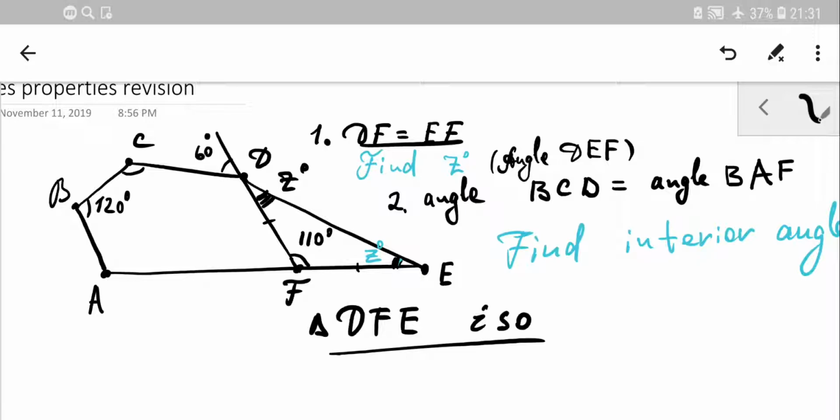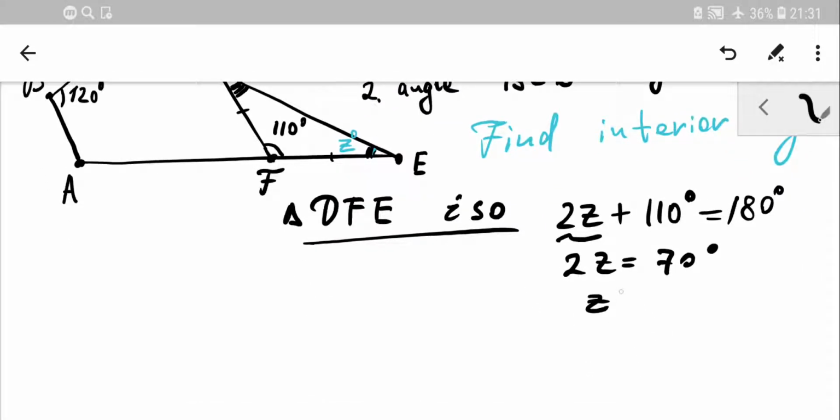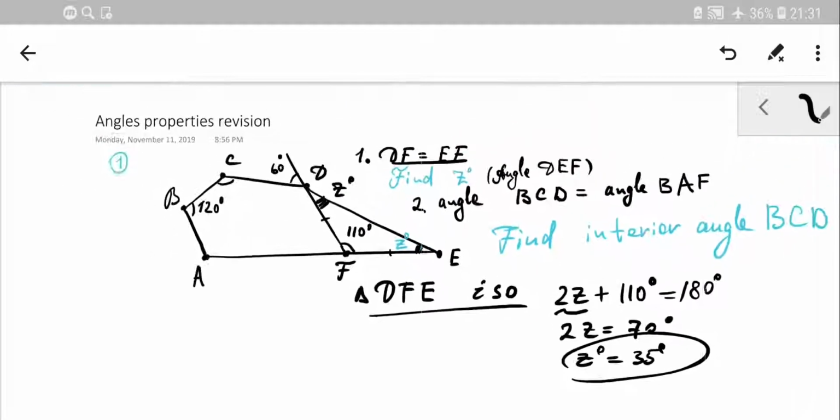So two angles the same, we can write 2Z, and if we add 110, we arrive at 180. This is the property for angles of any triangle. It doesn't matter which triangle you have. In this case, isosceles helps by giving you two angles the same. So let's figure it out quickly: 2Z equals 70, from where Z is 35 degrees. Okay, so we found it.